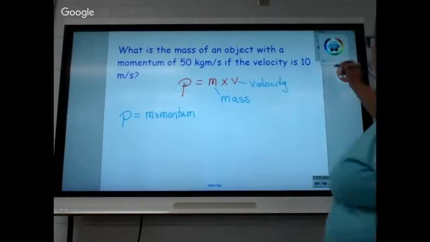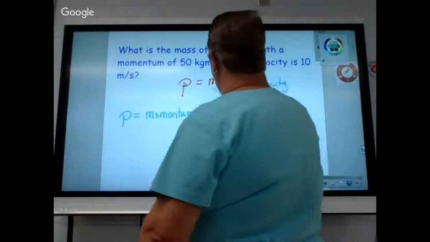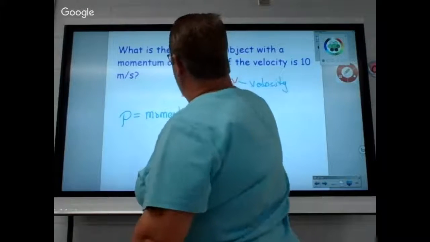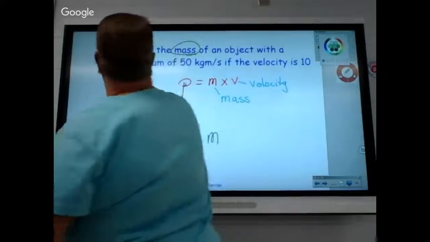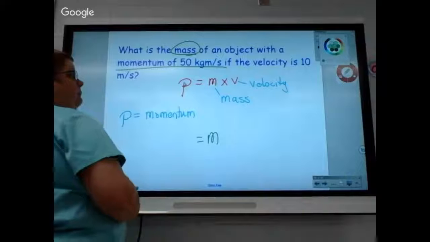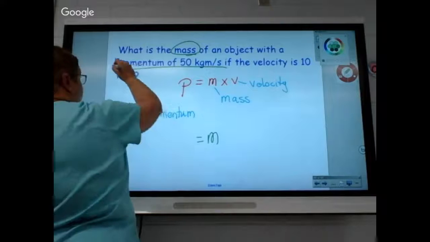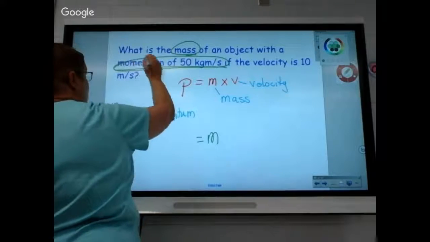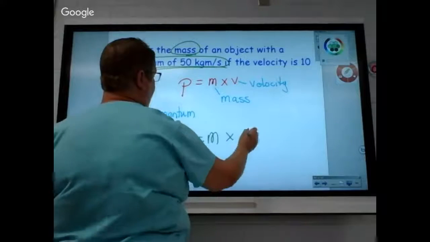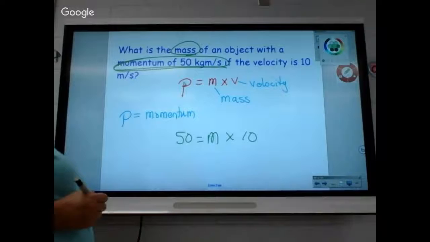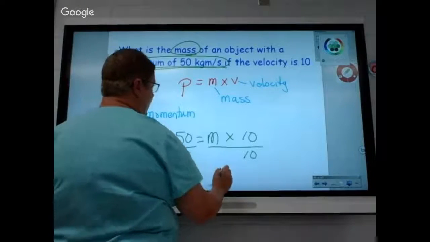P equals what is mass? We're looking for mass. So we're looking for M with a momentum of 50. Where do I put the 50? What's it say right there, people? Momentum. Times what's the velocity? 10. Got it. So how do I solve for the mass? Divide by 10.